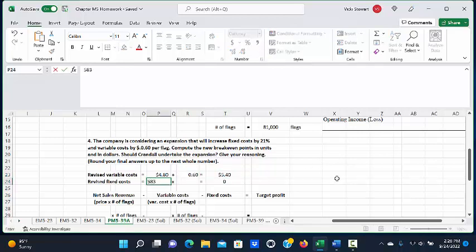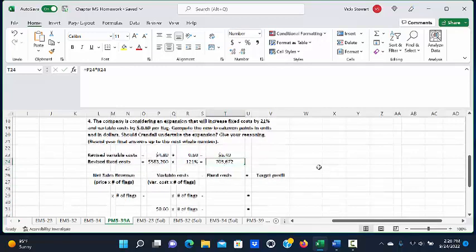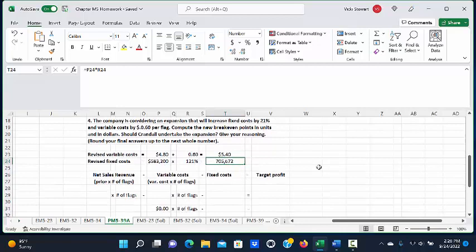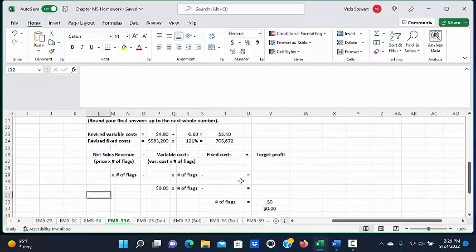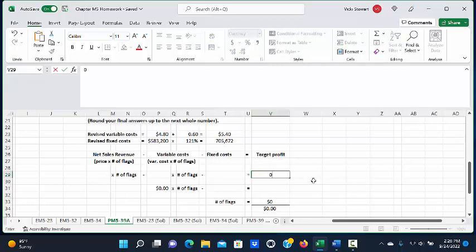Our original fixed costs were $583,200, and if we're going to increase those by 21%, we would multiply that by 121% to get the revised fixed cost of $705,672. So now we are going to compute the number of flags that Crandall would have to sell in order to break even, given the new information that we have in the problem.